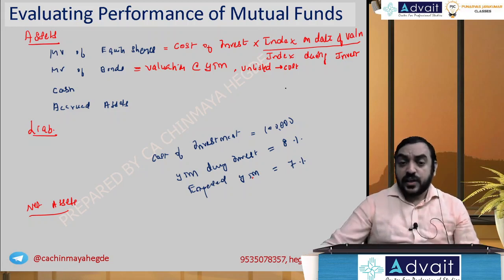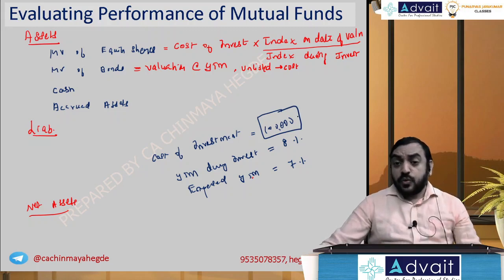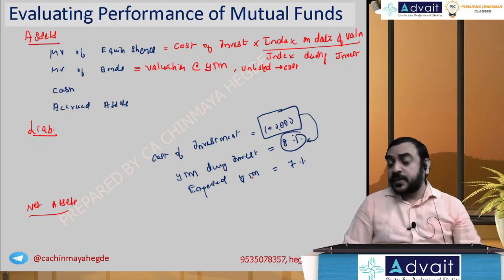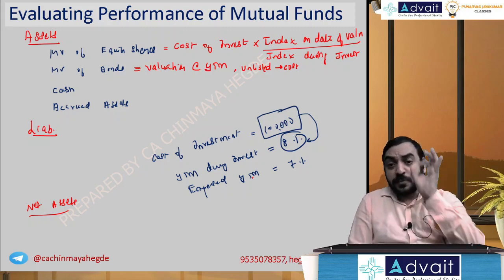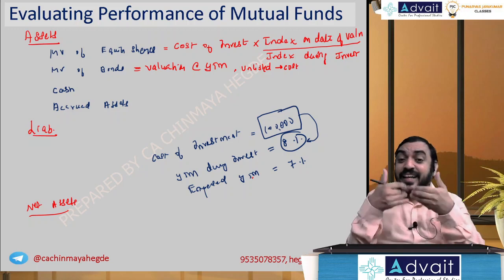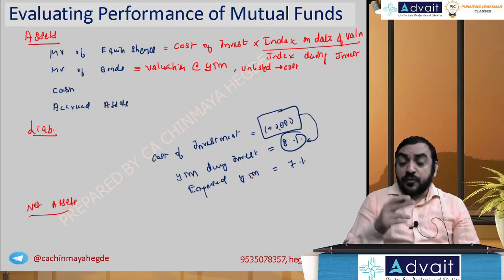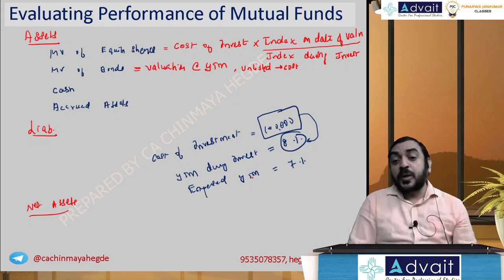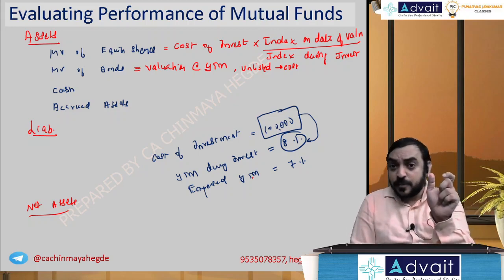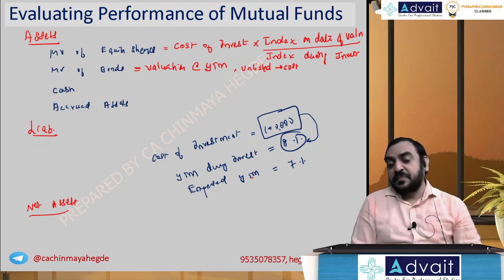In that case, the cost of investment is 1 lakh. On that YTM, you are expecting 8% at present. That is your expected return. So what is your income per annum? 1 lakh into 8%, 8,000 is the current income. And in the future, it will be valued at 7%. So the value of perpetual bonds is 8,000 income divided by 7%.